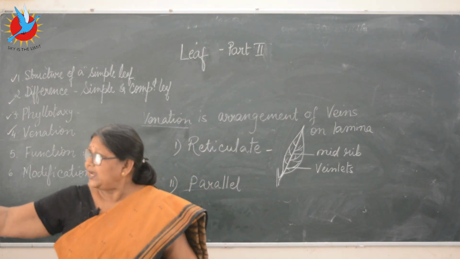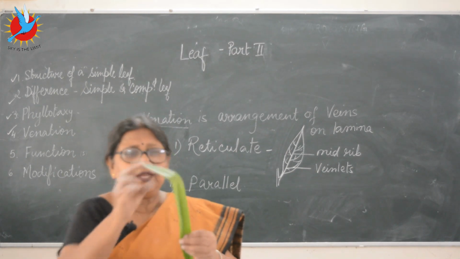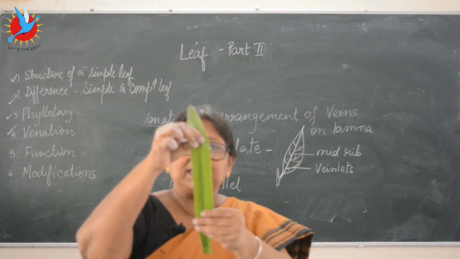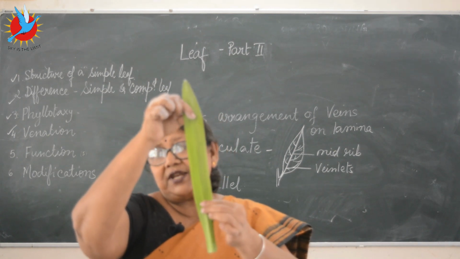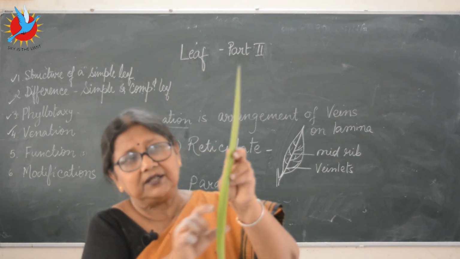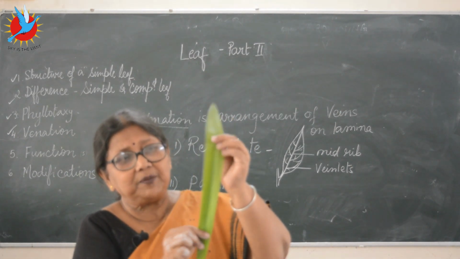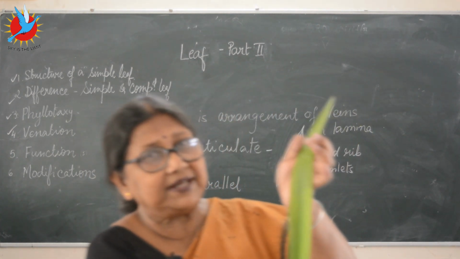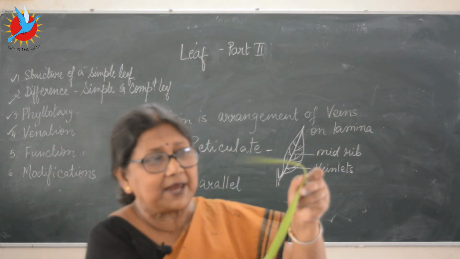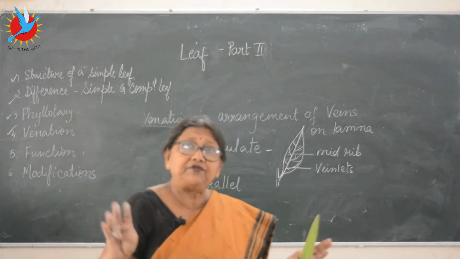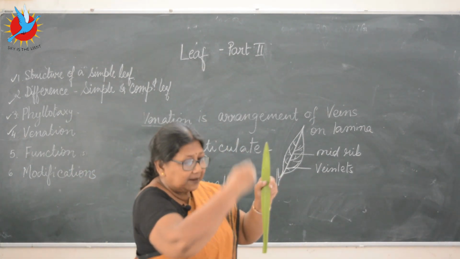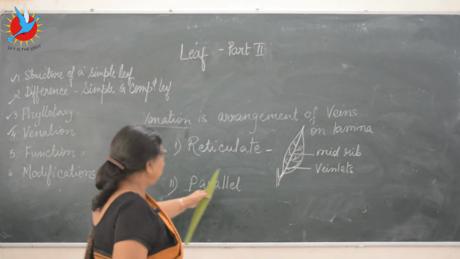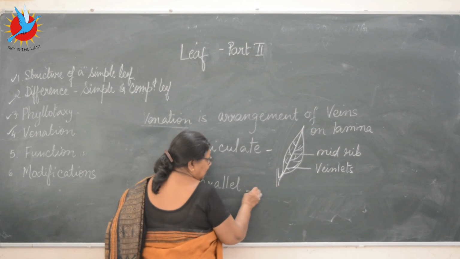Now what is the other one? Now I'll show you this one. See this leaf. What is the difference between this and the other one? Can you say any definite midrib is shown here? There is no prominent midrib. We can see the parallel lines very closely. So this type of venation, where there is no definite midrib and all the veins are parallel to each other, obviously from the name only, is called parallel.